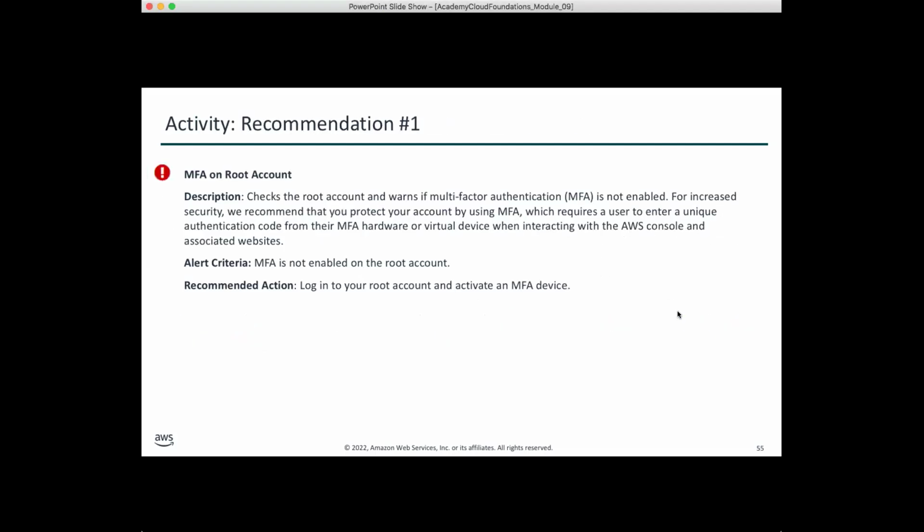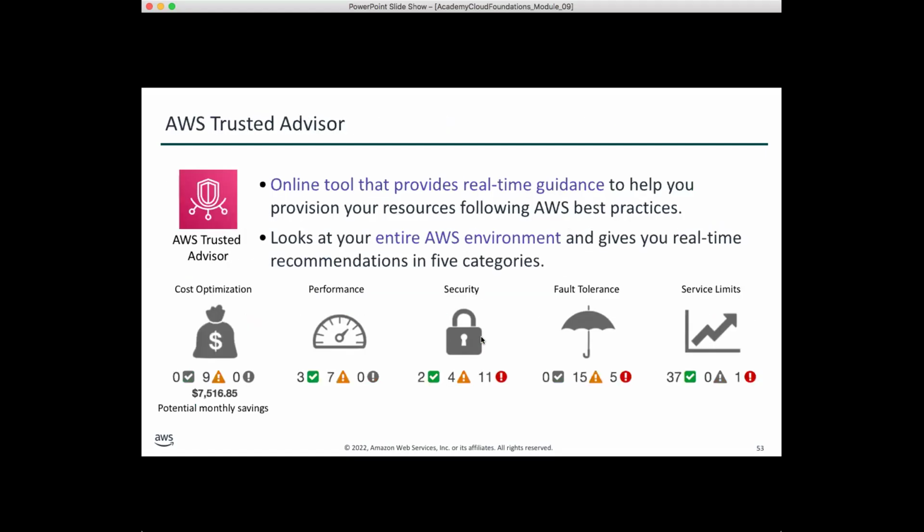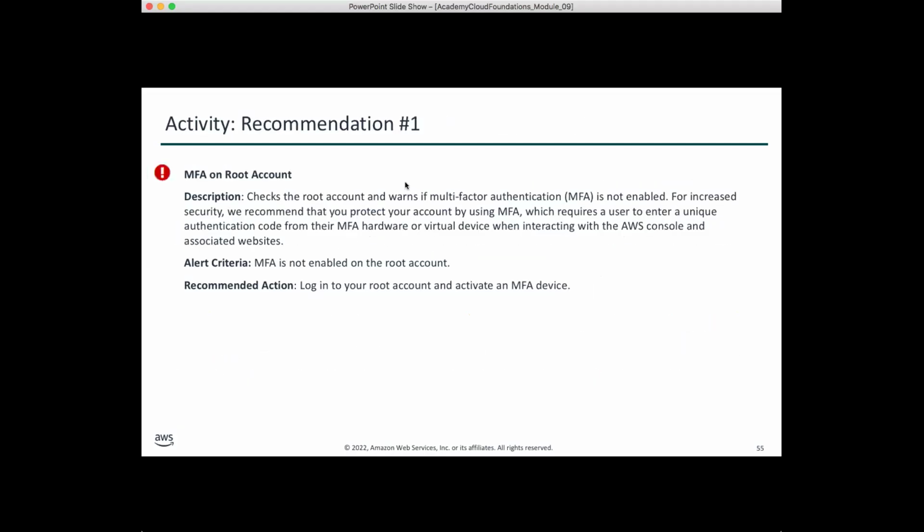Now, let's see activity 1, that is recommendation 1, MFA on root account. Now, this is for security, right? So you will get this kind of recommendation. Description: checks the root account and whether multi-factor authentication is enabled or not. For increased security, we recommend that you protect your account by using MFA, which requires a user to enter a unique authentication code from their MFA hardware or virtual device when interacting with the AWS console and associated websites.